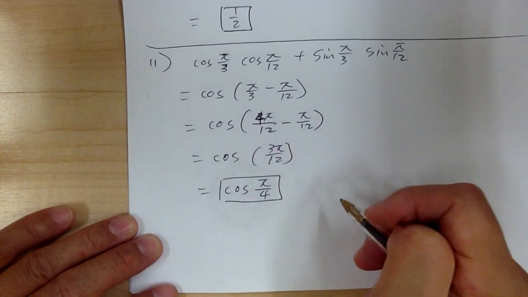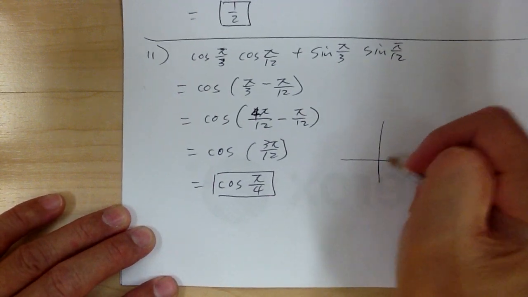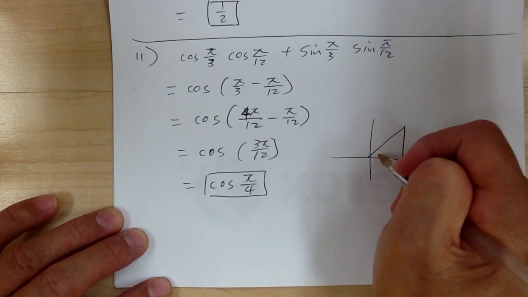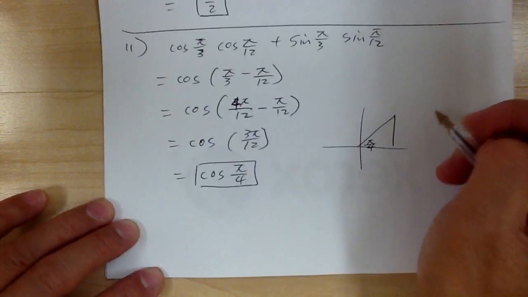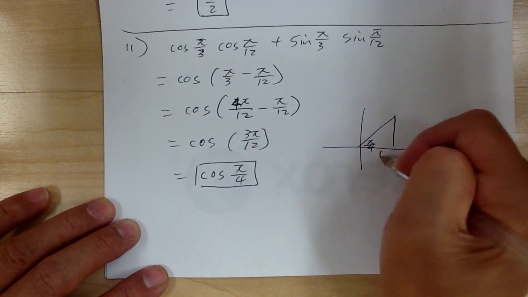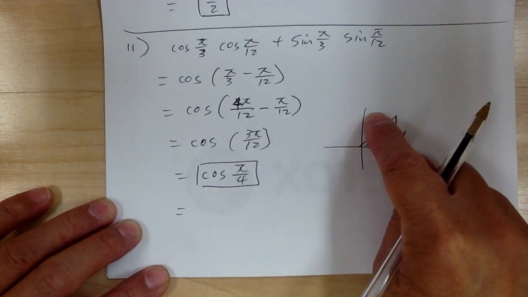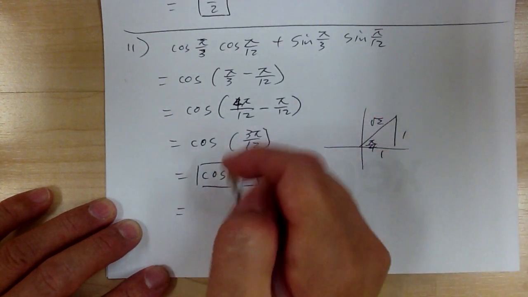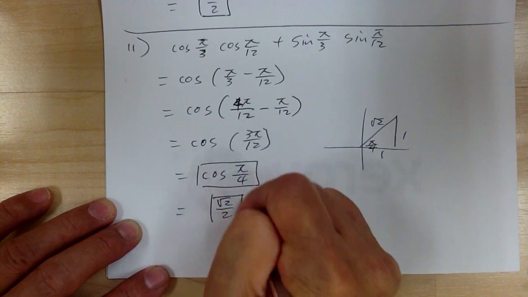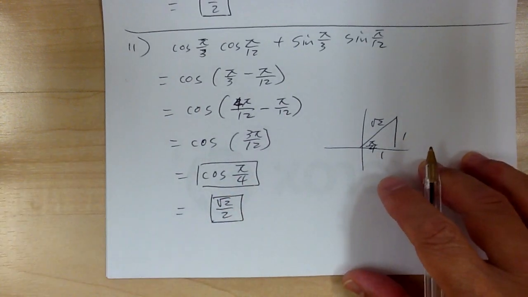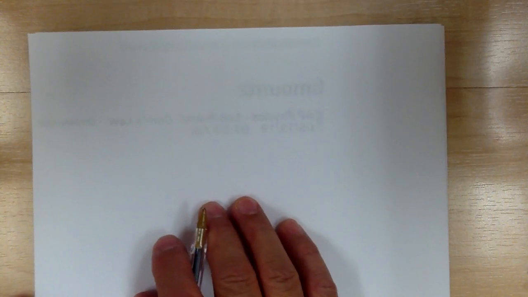So this is one of your answers. And pi over 4, when you draw your triangle, that's a 45 degree special triangle. So you're going to get 1, 1, square root of 2. So cosine is this over that, and so 1 over square root of 2, when you simplify, you get square root of 2 over 2. Okay, let's go to number 13.